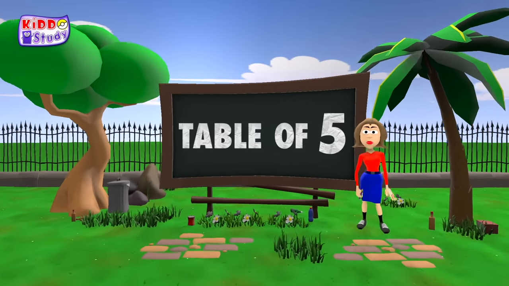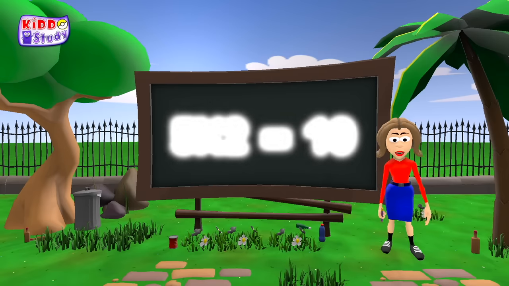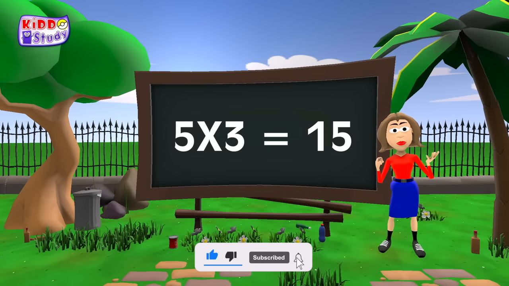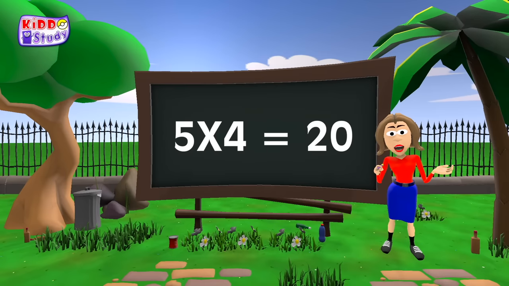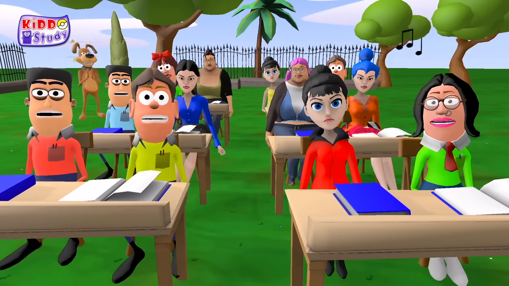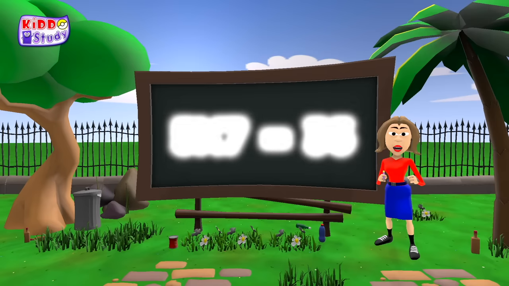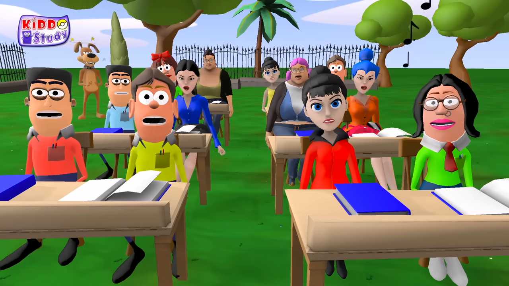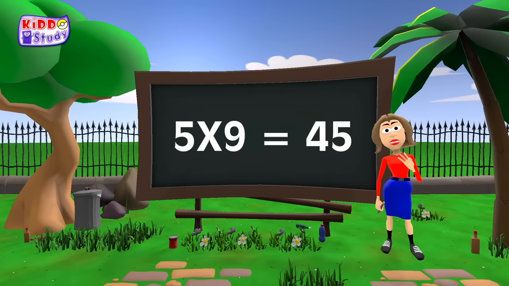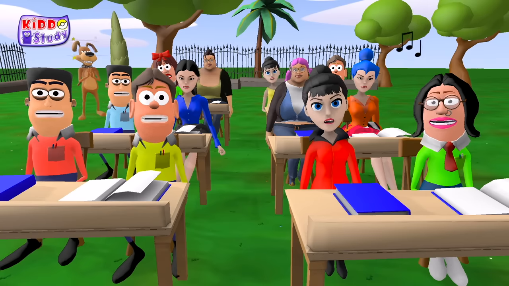Hello, children. Let's learn table of 5. 5 ones are 5. 5 twos are 10. 5 threes are 15. 5 fours are 20. 5 fives are 25. 5 sixes are 30. 5 sevens are 35. 5 eights are 40. 5 nines are 45. 5 tens are 50.